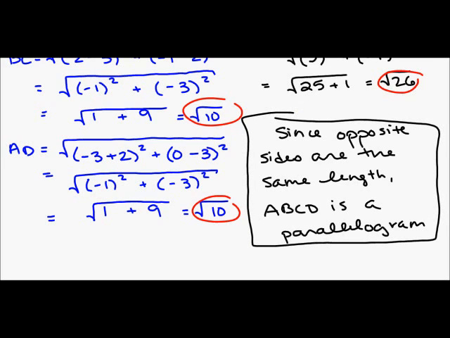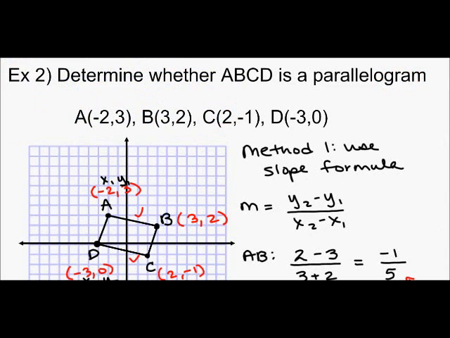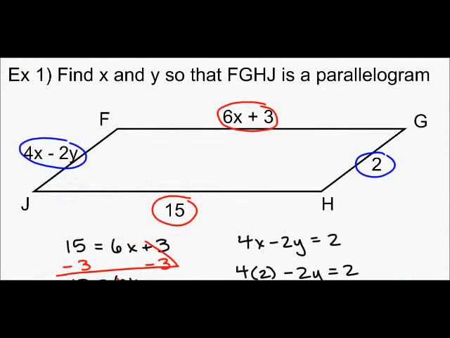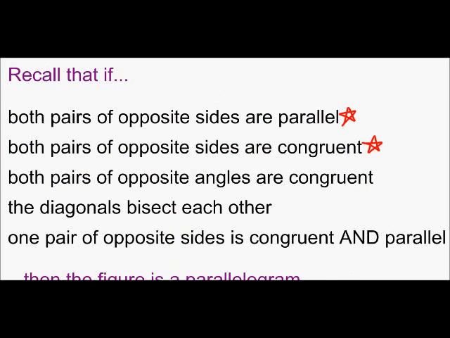Okay. So in this section we looked at proving that figures are parallelograms, and we did a coordinate proof 2 different ways. Both ways would be acceptable answers on a test. And we reviewed criteria for determining if a quadrilateral is a parallelogram. And that concludes lesson 2, part 2.